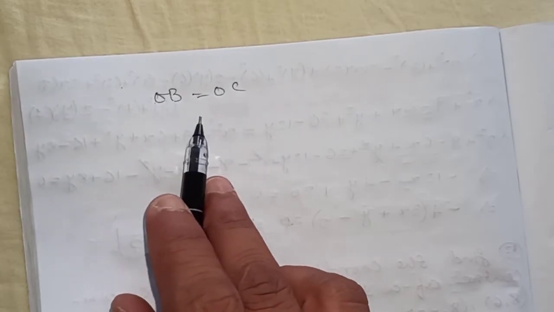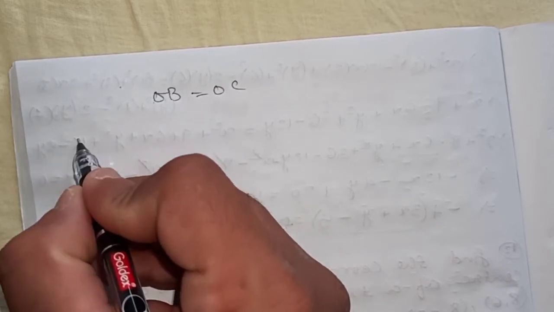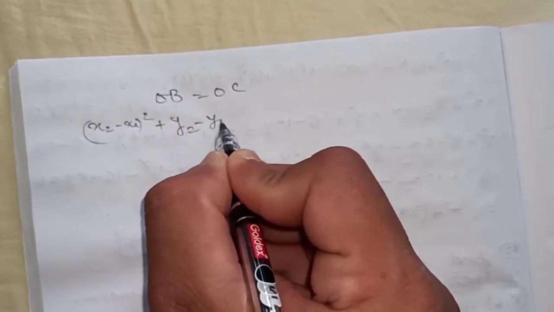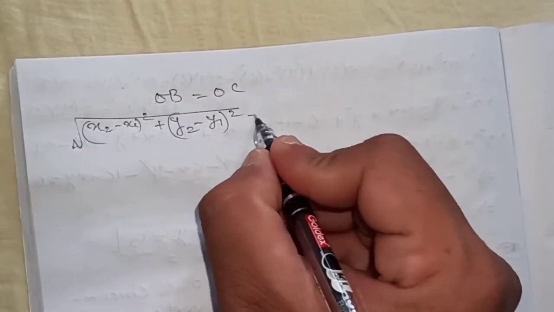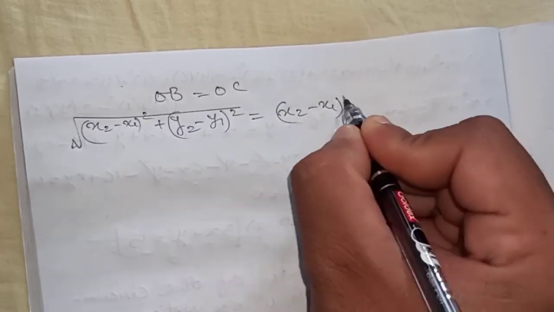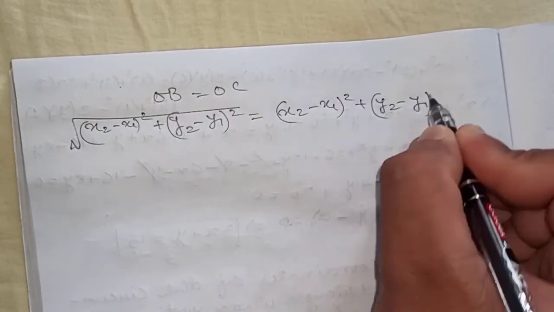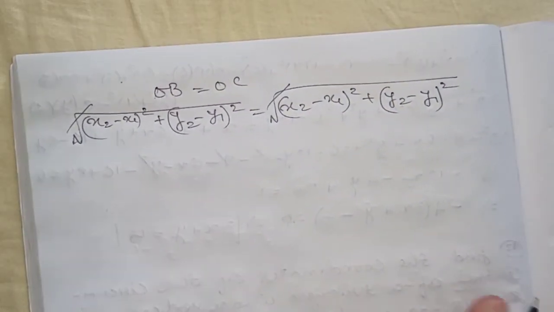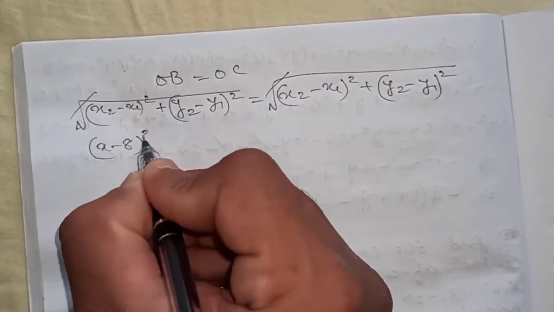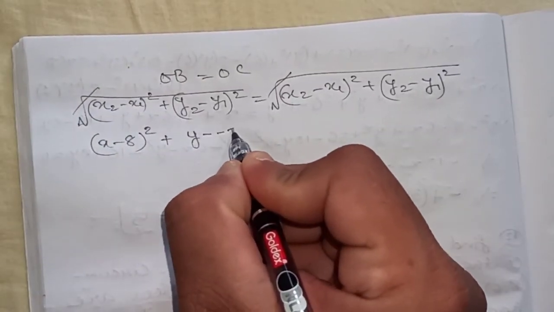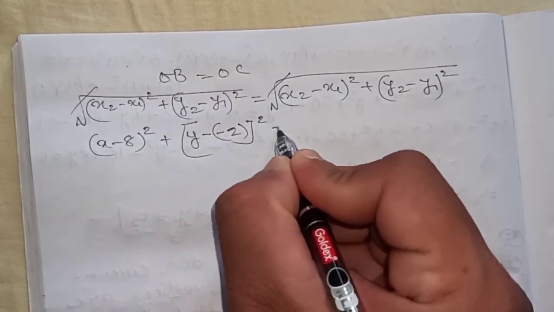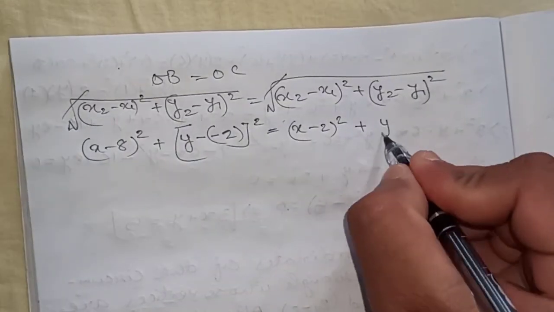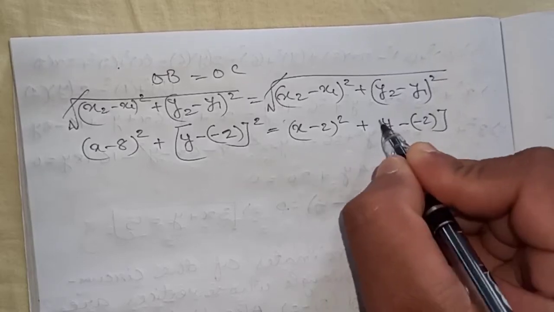So now we are going to equalize OB equals to OC. For both the sides we will use distance formula, that is square root of (x2 minus x1) whole square plus (y2 minus y1) whole square equals to square root of (x2 minus x1) whole square plus (y2 minus y1) whole square. For both the sides square root will be cancelled. (x minus 8) whole square plus (y minus 2) whole square equals to (x minus 2) whole square plus (y minus 2) whole square.